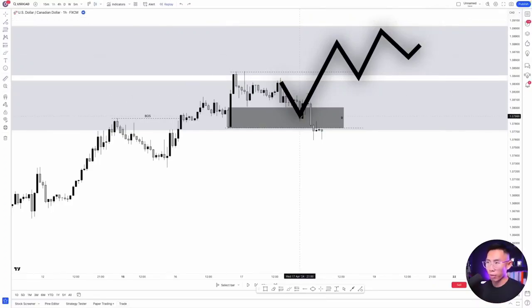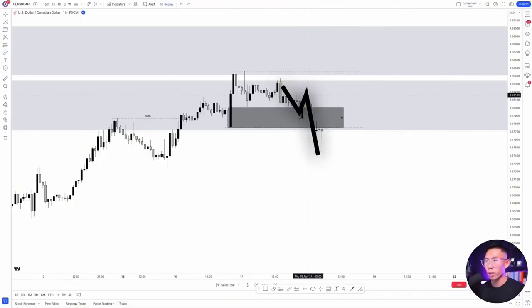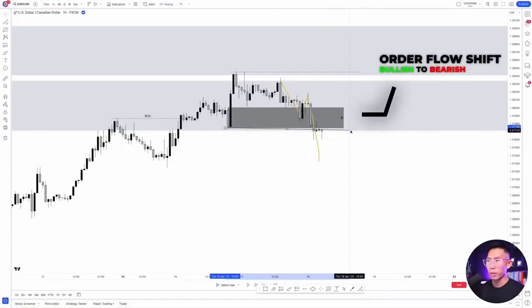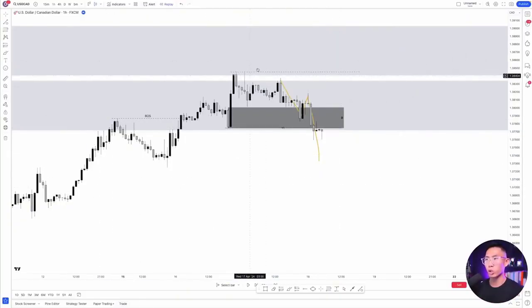So what happened is that after price actually reacted from the demand zone, sellers stepped back into the market and pushed the price down, creating your market shift. It actually broke through the last low right here. When it does that, we officially have a market shift, a shift of structure. This could be the first sign that tells us the order flow is about to shift from bullish to bearish.